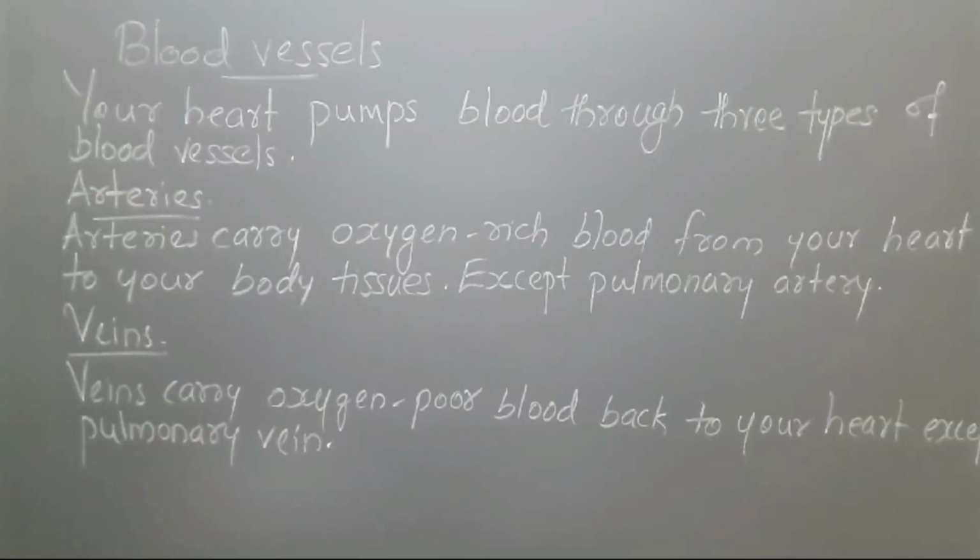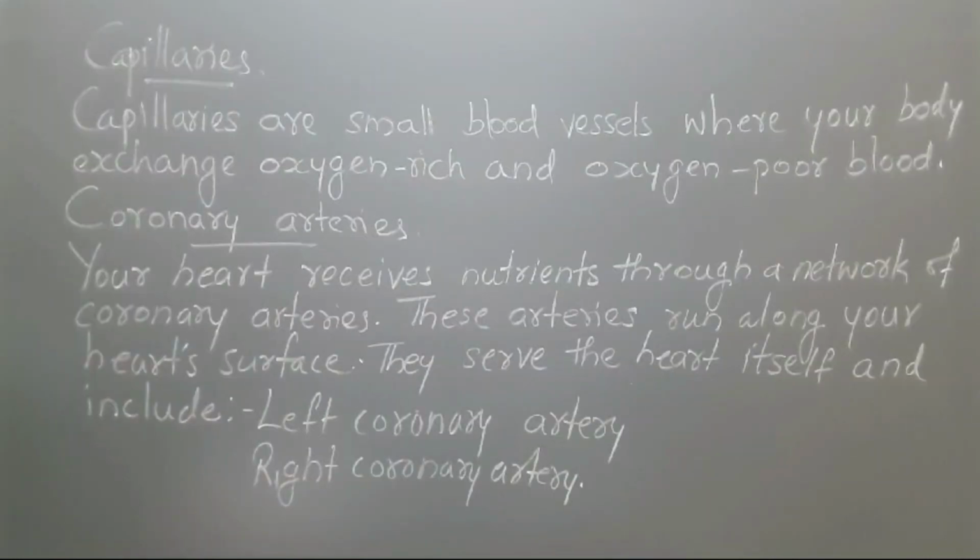Now we'll see blood vessels. Your heart pumps blood through three types of blood vessels: arteries, veins and capillaries. Arteries carry oxygen-rich blood from your heart to your body tissues, except the pulmonary artery. Veins carry oxygen-poor blood back to your heart, except the pulmonary vein. Capillaries are small blood vessels where your body exchanges oxygen-rich and oxygen-poor blood.